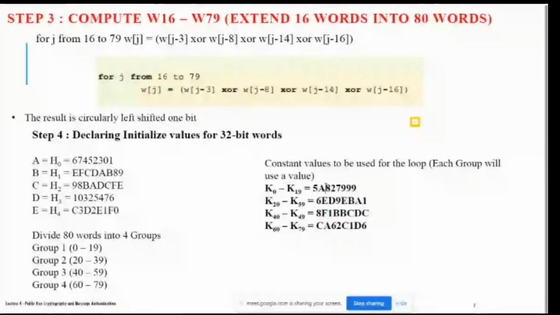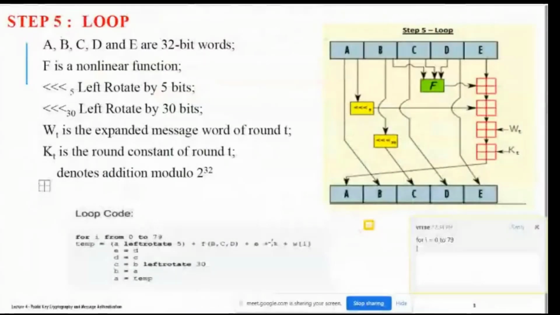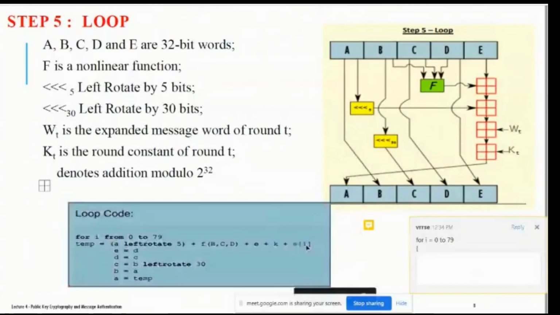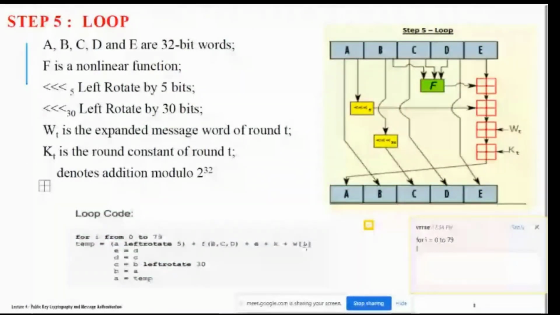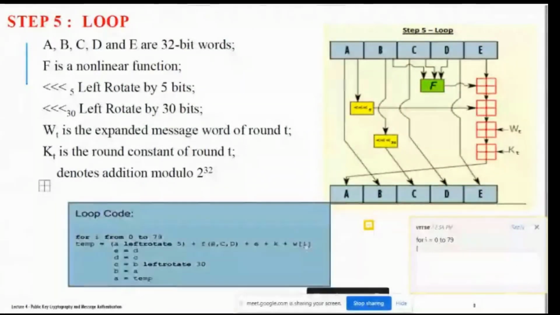Now you can see, I just take K. Then I'm taking word i, which means word 1. First word I'm taking, then second word I will take, third word, fourth word, fifth word, sixth word. Totally 80 words are available, and all the 80 words will be taken in 80 rounds.